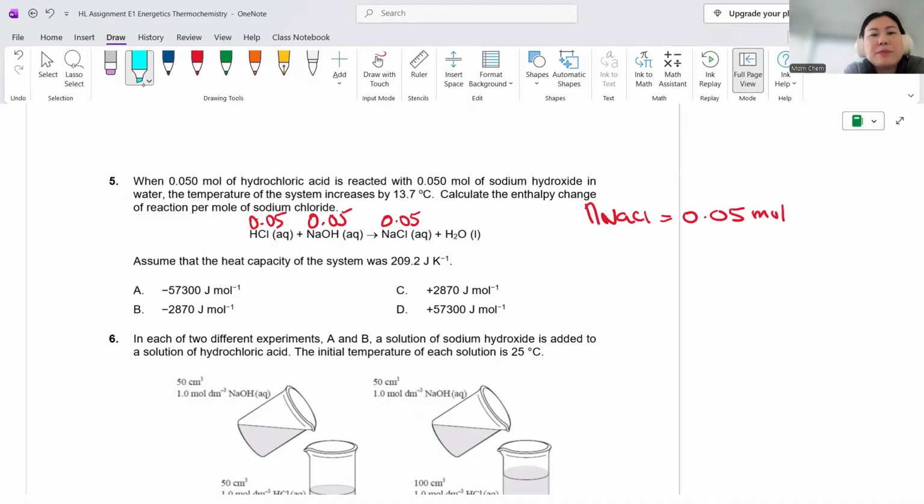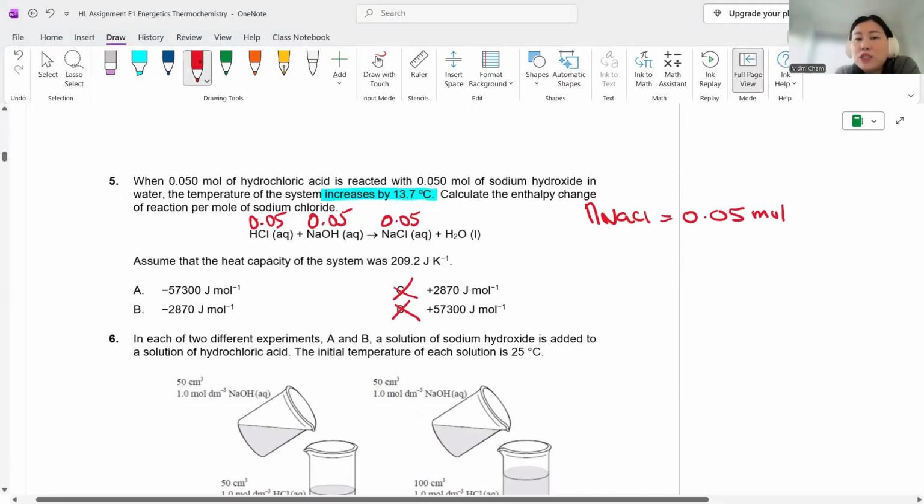Now next, the temperature increases. So based on this idea of temperature increases, work out whether it's an exothermic or endothermic reaction first. Since temperature increases, you are giving out heat. So giving out heat, we are expecting the answer will be either A or B.